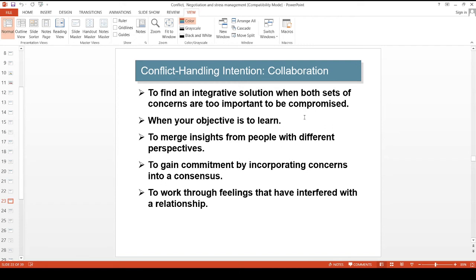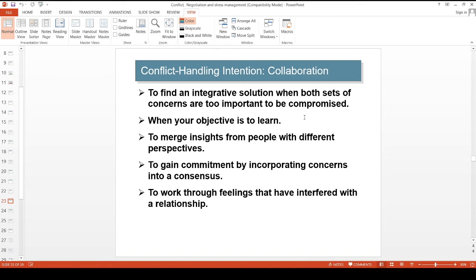Now again, this is a collaborating strategy in which we accept the viewpoint of both of the parties. To find an integrative solution is the ultimate objective of the negotiator and the dispute resolver. This approach will be used when both sets of concerns are too important to be compromised. So we cannot have a win-loss situation or a win-loss sort of decision in this situation.